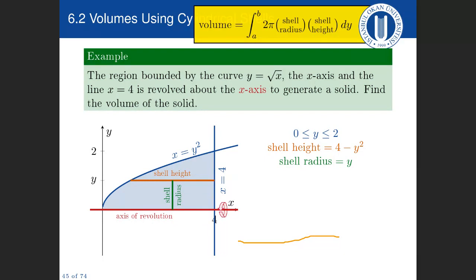On the right-hand line, x is equal to 4. On the left-hand line, x is equal to y squared. Remember, if we're integrating with respect to dy, then we want functions of y, so we want to get rid of all the x's. So it's right-hand end, 4, minus left-hand end. The left-hand end is at y squared. So that's why it's 4 minus y squared.